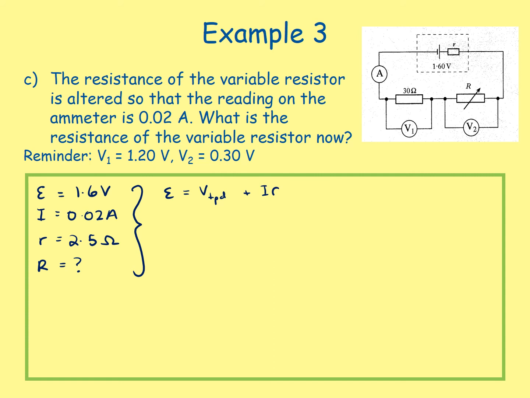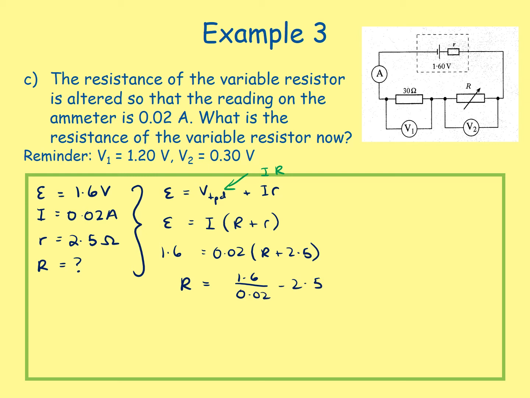We can expand this out because we know our terminal potential difference is equal to I times our load resistance. And then we can write that in a bit of an easier way. So E equals I(R plus r). We can pop our numbers in. So 1.6 equals 0.02 times (R plus 2.5). Rearranging that, we get R equals 1.6 over 0.02 minus 2.5. And that gets us an answer of 77.5 ohms.